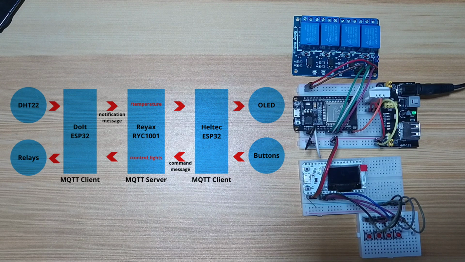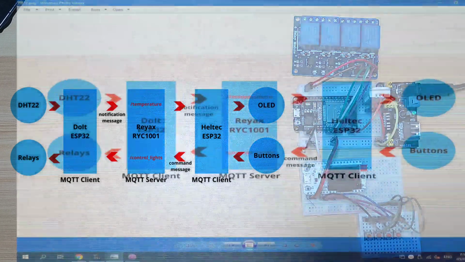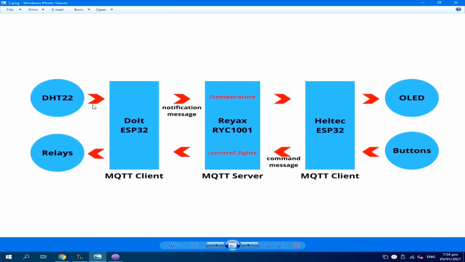So basically, our setup looks like this. The DHT22 sensor, which is attached to the ESP32 DOIT board, will publish a notification message to the Reyax server, RYC1001, under a subtopic, temperature. When any MQTT server receives published data, it will dispatch the received data to all the subscribed MQTT clients, which is in this case the Heltec ESP32 board, and in the end will be displayed on the OLED display.